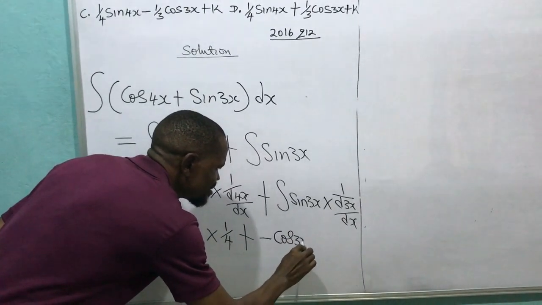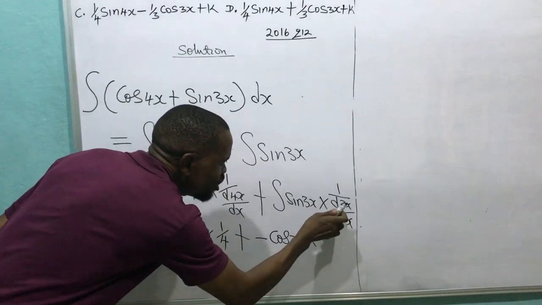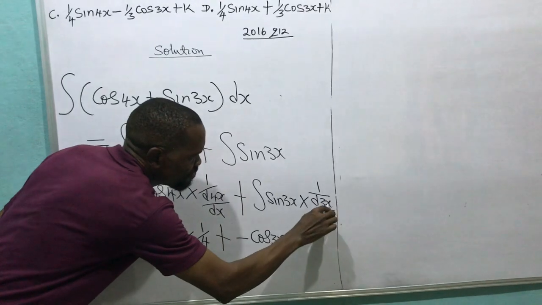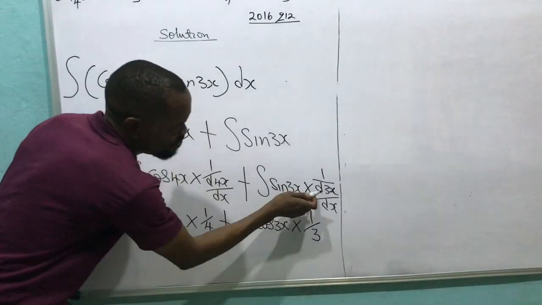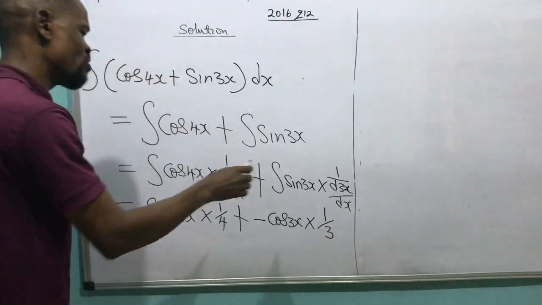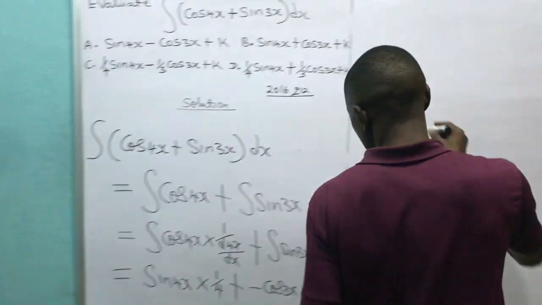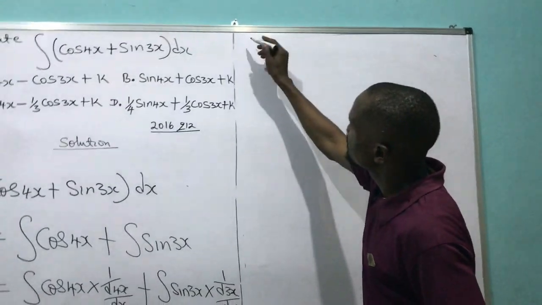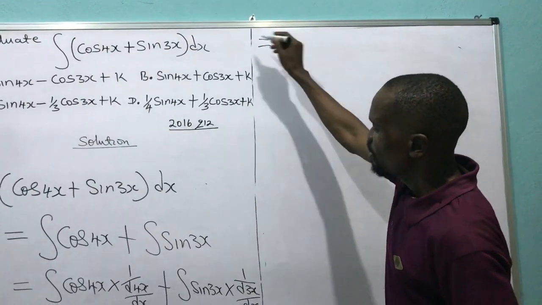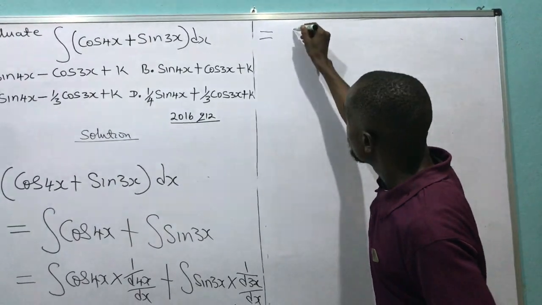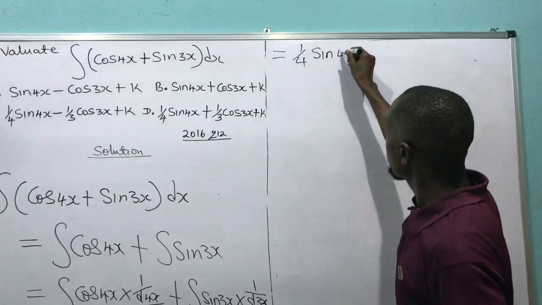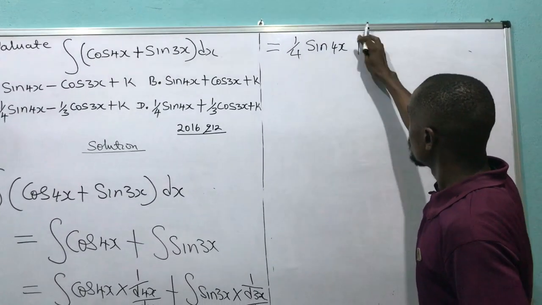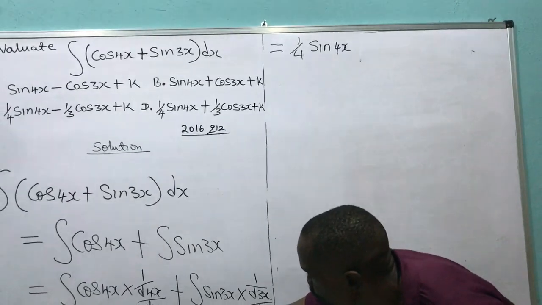You remember 3x times differentiation of 3x. Look at 3x. Differentiation of 3x will give me 3. This is 1 over 3. Then coming over here, I will now have this to be multiplying. It will give me 1 over 4 sine 4x plus. No more plus now, because this is plus minus.